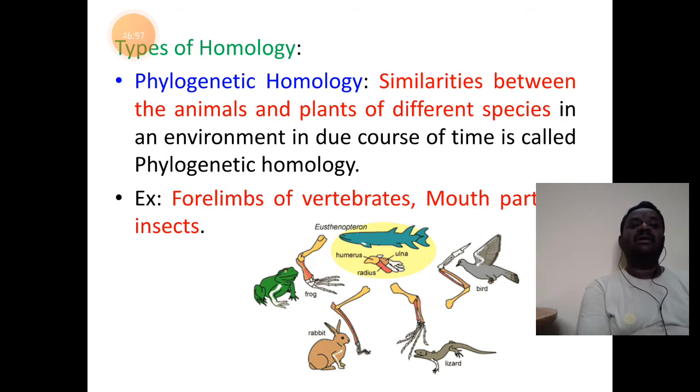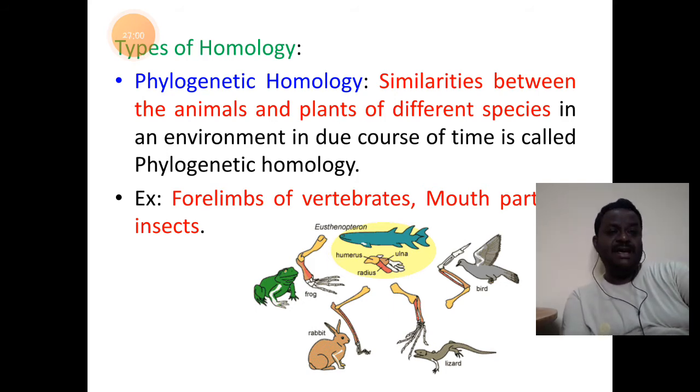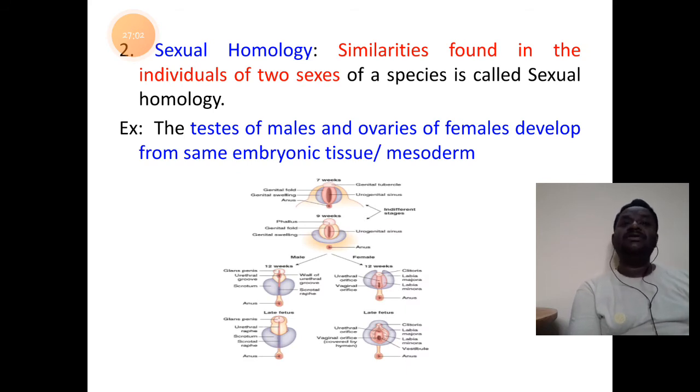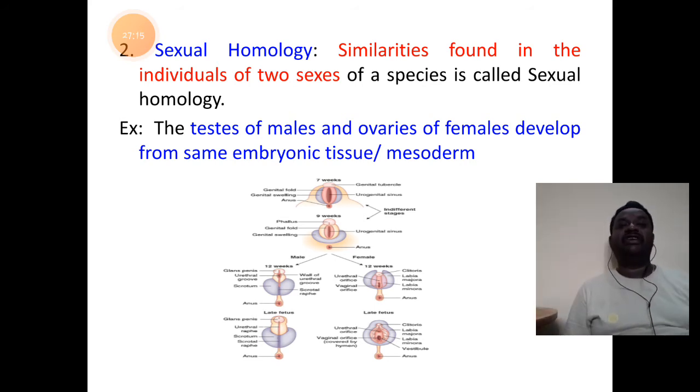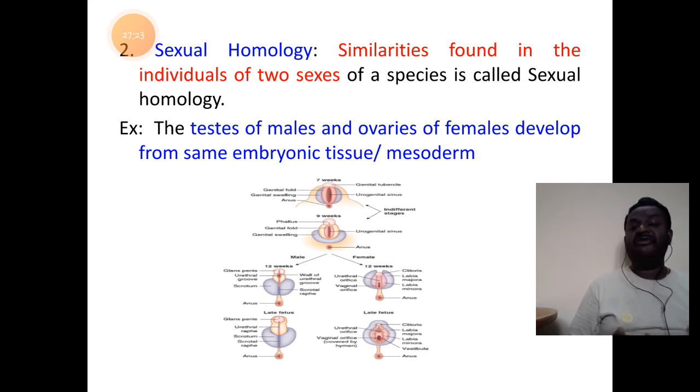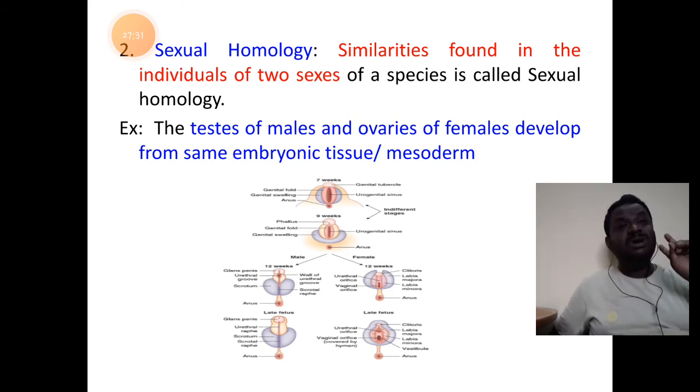The second type is sexual homology. In this type, similarities relate to two different individuals of two sexes in the same species of organisms. The best example is the testes of males and ovaries of females, which develop from the same embryonic tissue, the mesoderm. So we find homology with reference to two different sexes of the same group.